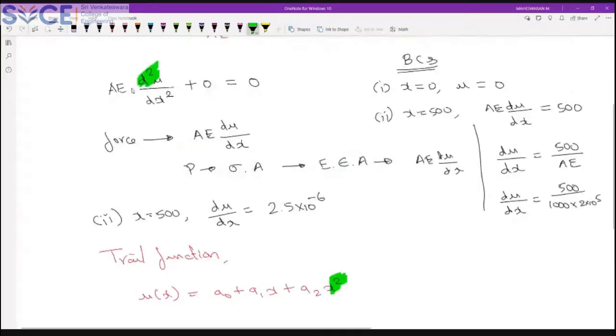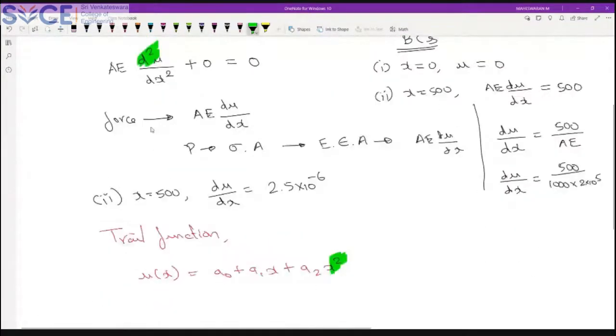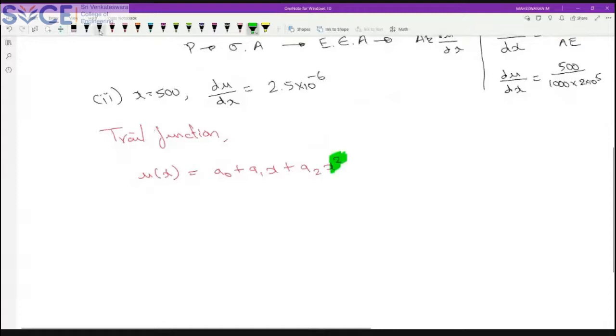Now, I have to first substitute my boundary conditions. I have to satisfy the boundary conditions. What is my boundary condition? When x is equal to 0, u is equal to 0. If I apply this, x is 0, u is 0, so I'll get a naught is equal to 0. So it satisfies, and that is over.